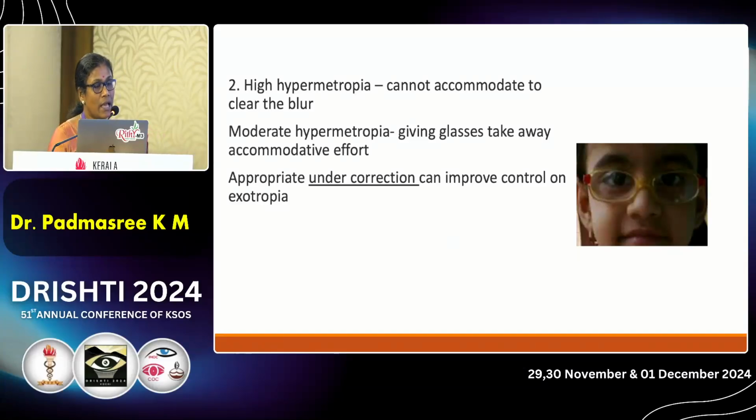And you can see hypermetropes with exotropia. Why? Because in high hypermetropia, they cannot accommodate to clear the blur for distance, so they can go for exotropia. Moderate hypermetropia also, if you give glasses, that will take away the accommodative effort.